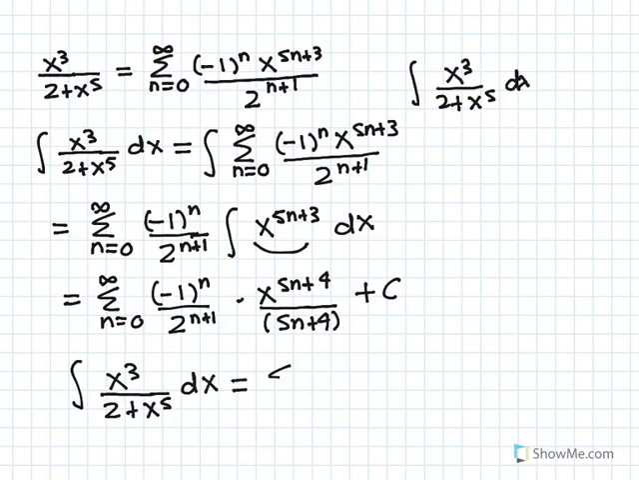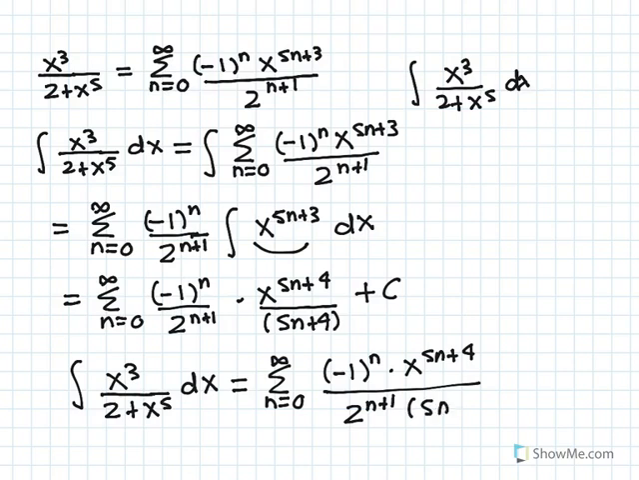This is equal to the summation from n equals 0 to infinity of (-1)^n times x^(5n+4) divided by 2^(n+1) times (5n+4), plus an arbitrary constant of integration, c. All right, so what we have is the integral of x cubed divided by 2 plus x to the power of 5 dx. We found the power series representation of this integral.